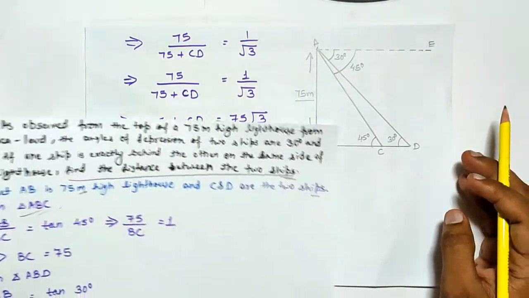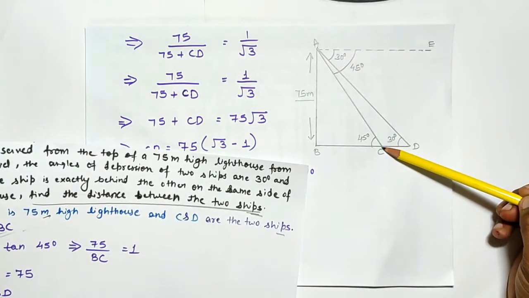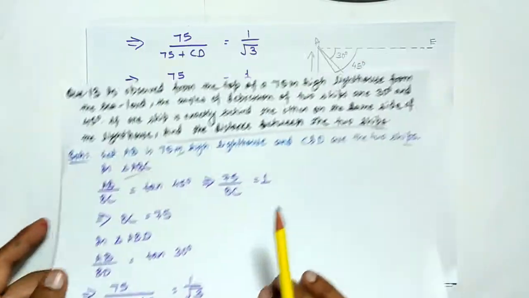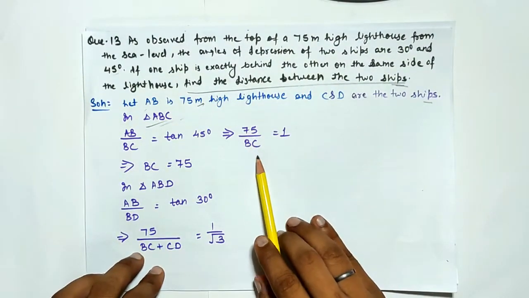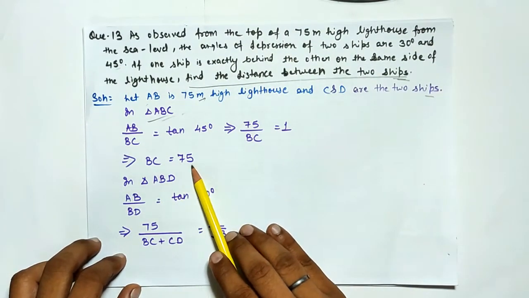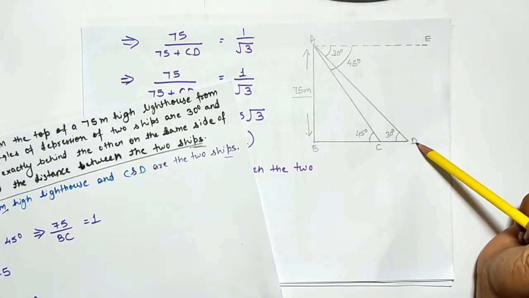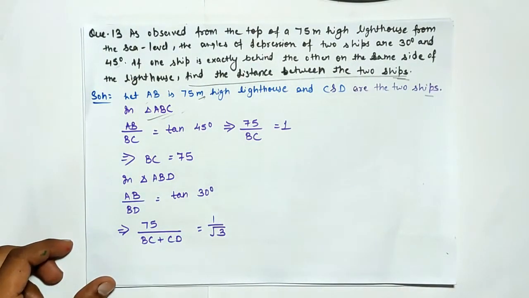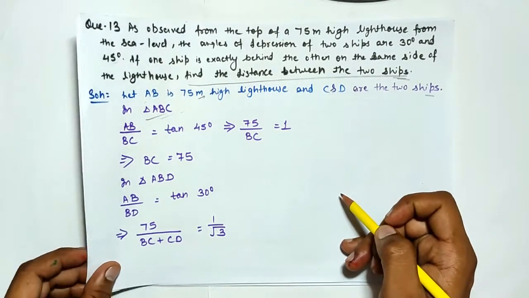In triangle ABC, AB upon BC is equal to tan 45 degrees, that is 75 upon BC is equal to 1. So after solving this, BC is equal to 75. In triangle ABD, AB upon BD is equal to tan 30 degrees, given in the figure, that is 75 upon BC plus CD is equal to 1 upon root 3.